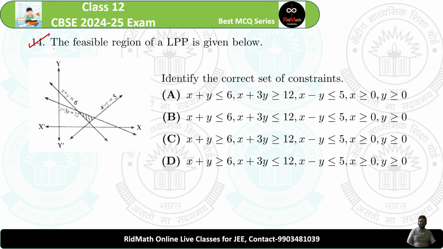Problem number 14. The feasible region of the LPP is given below. Identify the correct set of constraints. Okay, so let us find the proper direction of the solution region. That means for x minus y equal to 5, the solution would be this side, because this is the feasible region, and for this line this will be the feasible region. Okay, and for this one it is downwards.